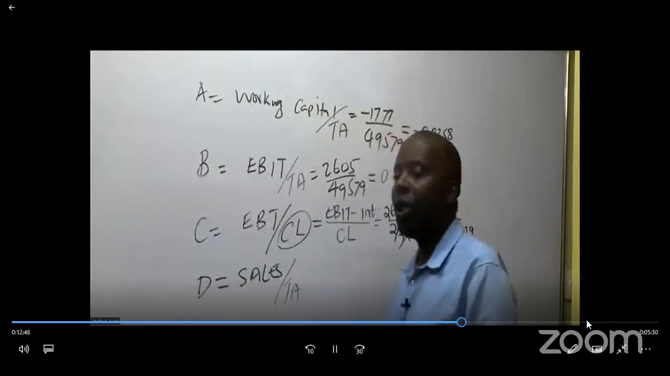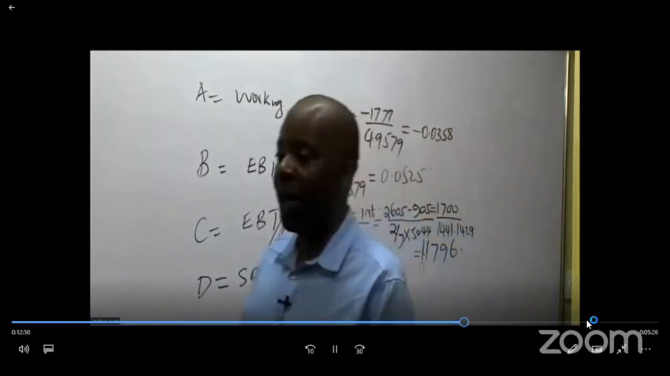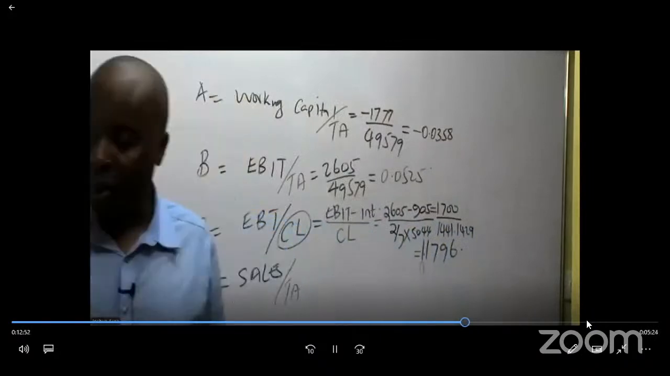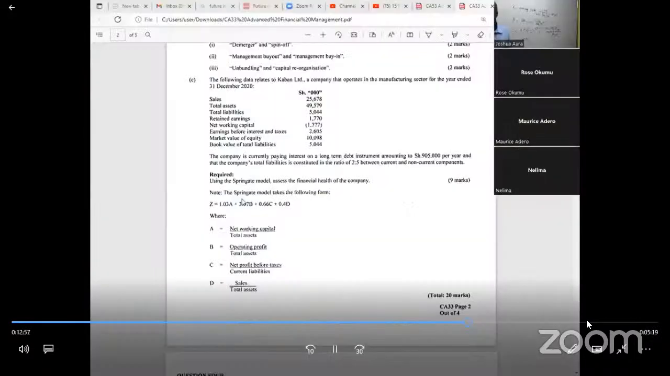Now from there, ladies and gentlemen, let's go straight away to D. For D, they want us to work with sales divided by total assets. I can see the sales here, it is 25,678, divided by our total assets that we're so much used to.